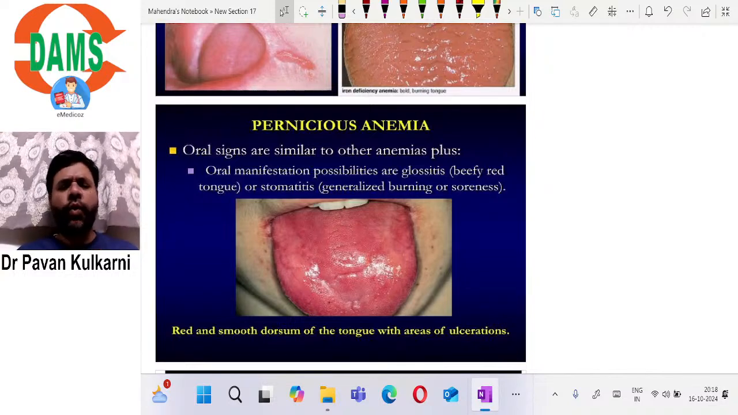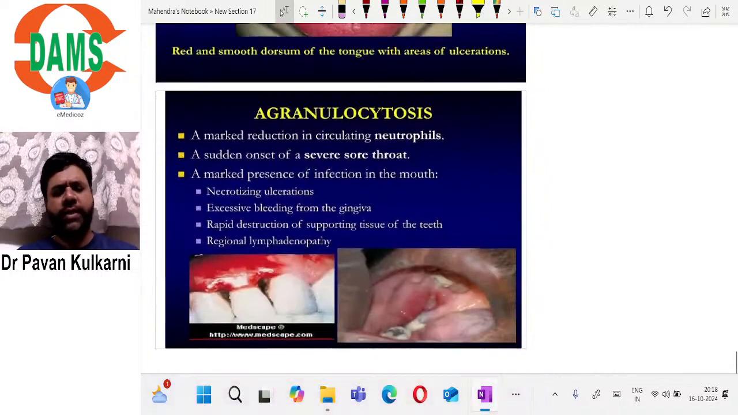So the important oral manifestation that you see in pernicious anemia is the beefy red tongue, which is also known as Hunter's or Moeller's glossitis.